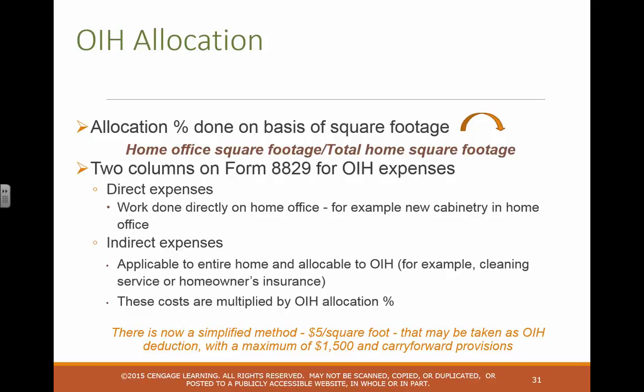Direct is work done directly on the home office, for example, new cabinets. Indirect is applicable to the entire house and allocable to the OIH. You put the total numbers in the input screen for the 8829, and it does all the throwing of the numbers.